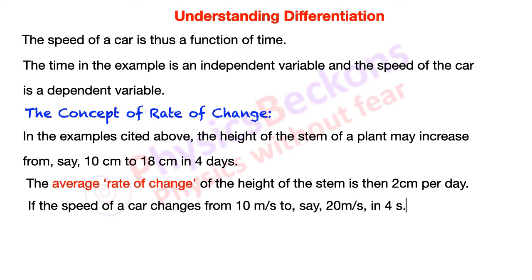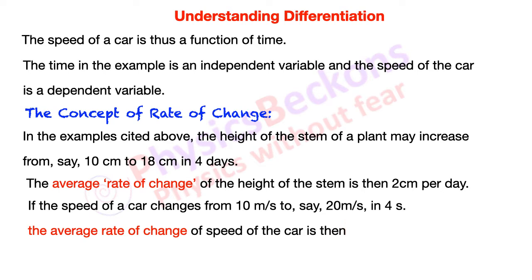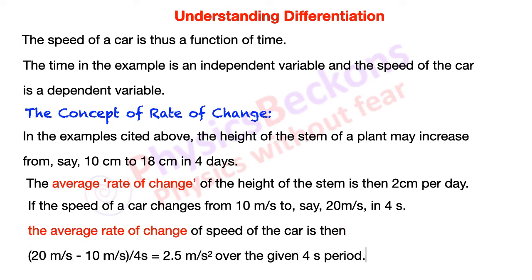If the speed of the car changes from 10 meter per second to 20 meter per second in 4 seconds, the average rate of change will be 10 divided by 4, that is 2.5 meter per second square over the given period of 4 seconds.